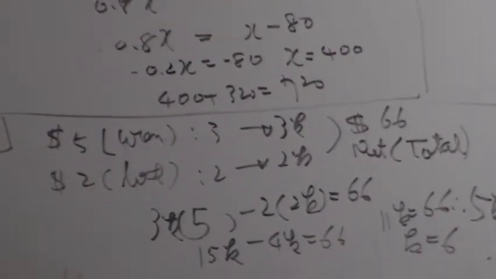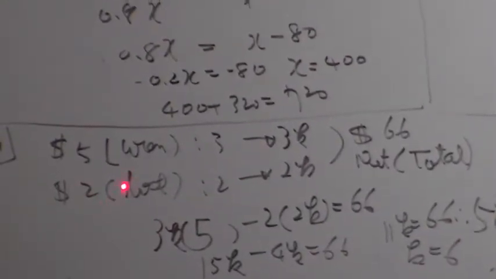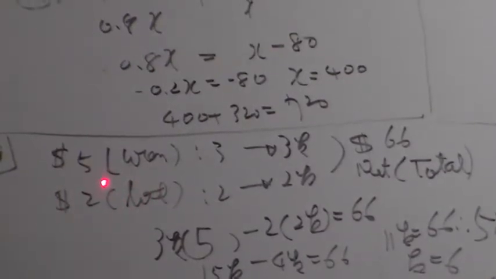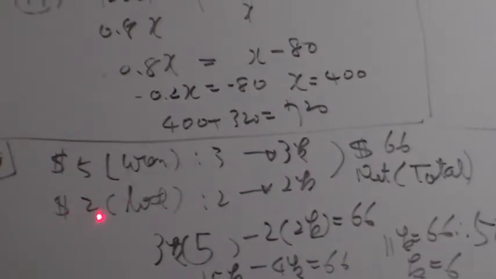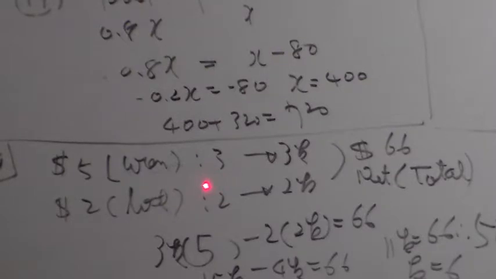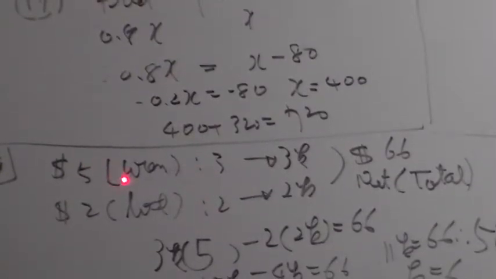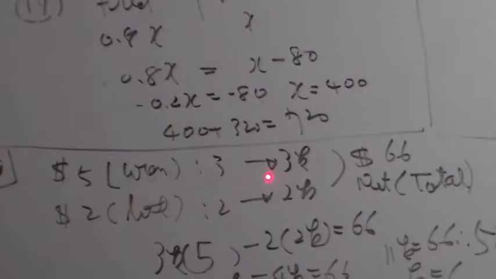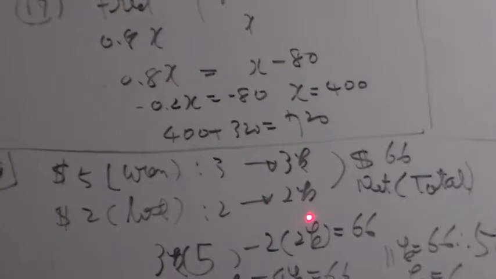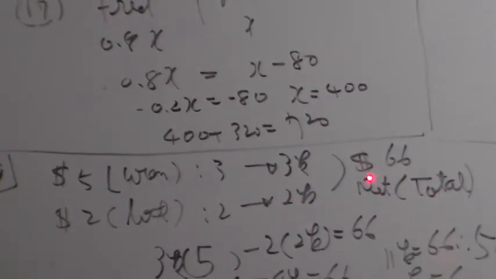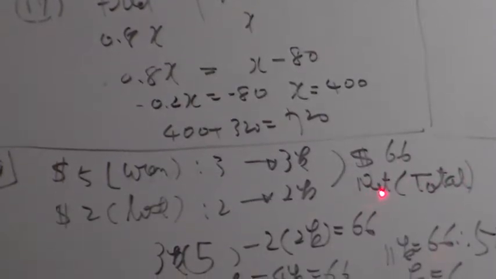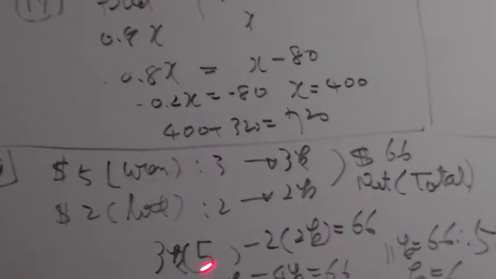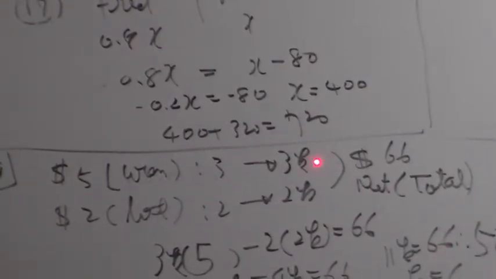Okay, next one is, okay, she won the game, she got $5. Okay, she lost $2. So their ratio is 3 and 2, right? So in a winning case, the actual number she plays is 3K. Make sure 3K, and the lost case is 2K. Then total is $66. That means total is a net income. Okay, net only is $66. That means winning minus lost will be 66.